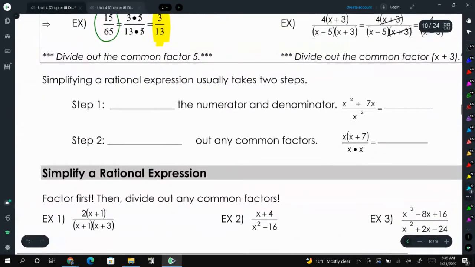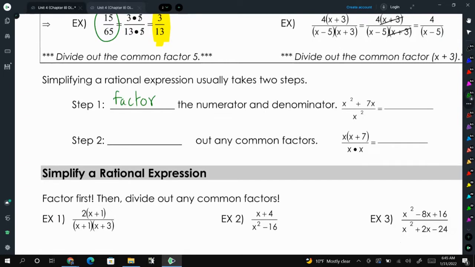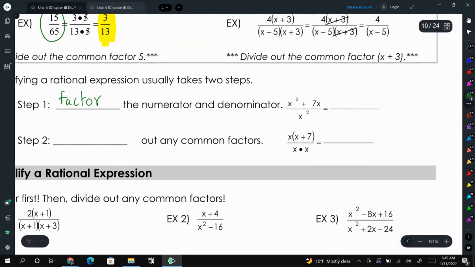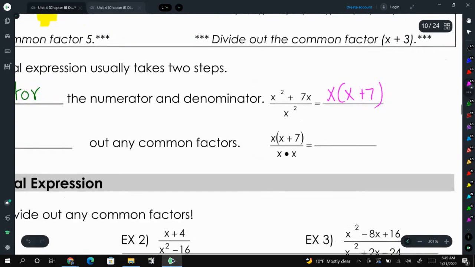So simplifying rational expressions usually takes 2 steps. We have to factor, and this is the reason why we spent so much time factoring the numerator and denominator. So if we have this expression here, we know that we could factor the top by taking an x out, and we would be left with x plus 7. And with the denominator, you could write it as x times x, or just know that x squared in the denominator means that it's really x times x.